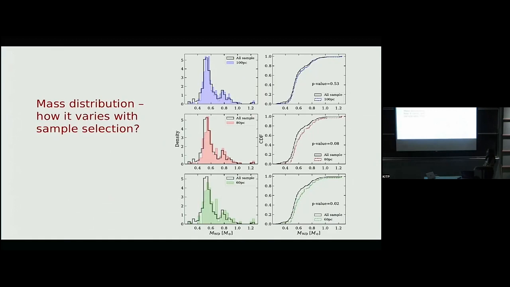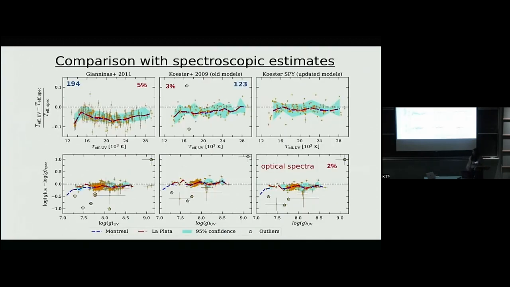So now we also checked how the mass distribution varies with sample selection. We took the distance at 100 parsec, 80 and 60 parsec, and we can clearly see that the distribution remains overall the same. However, the number of massive white dwarfs decreases at lower distances. Now this is our comparison with spectroscopic estimates.